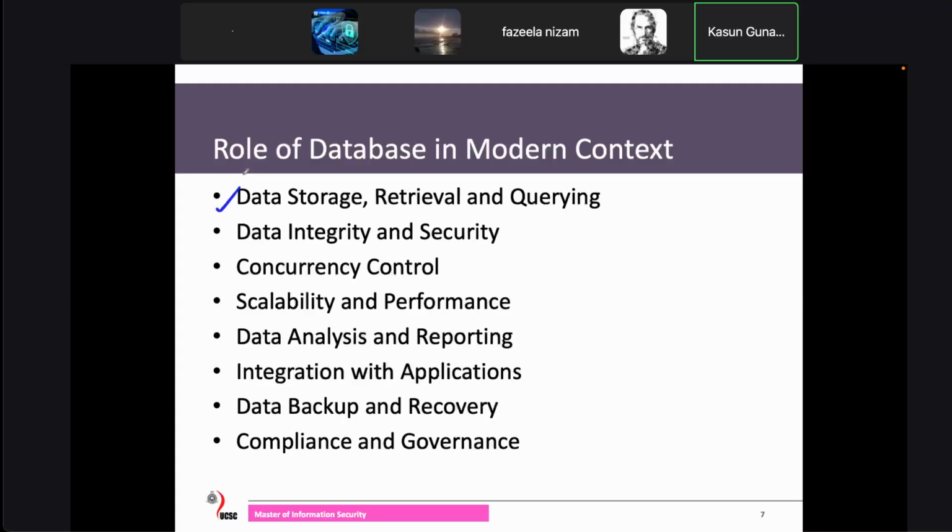Second, data retrieval and query is another important aspect of the role. So databases allow users to retrieve specific data or maybe a subset of data. So it may provide querying mechanisms and other ways, query languages. So it ensures that you can efficiently access relevant information and facilitate decision making and analysis.